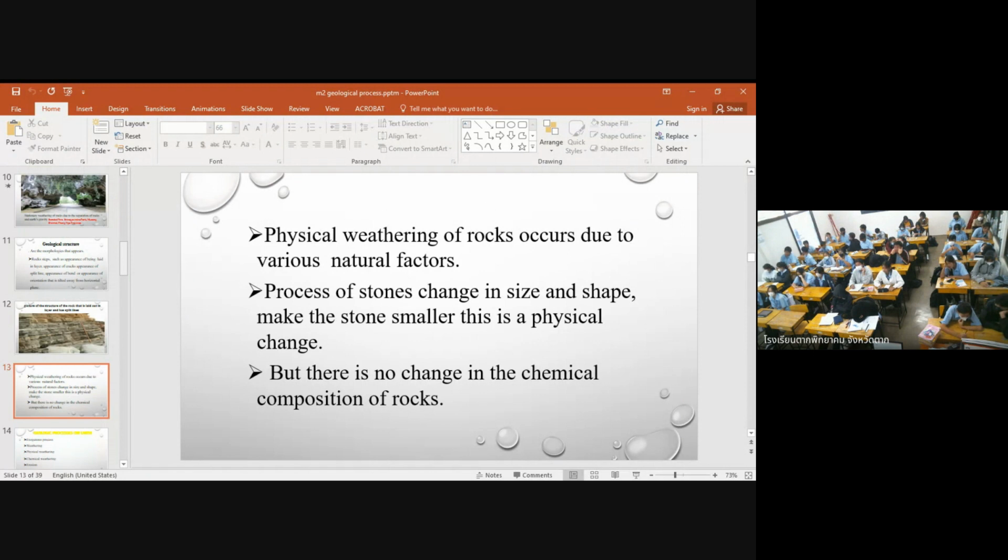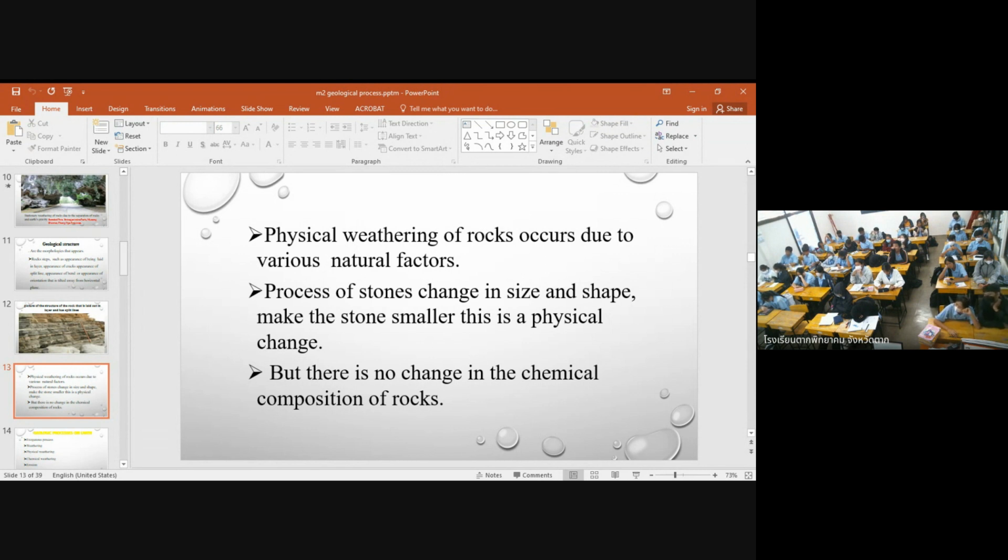So, physical weathering of rock occurs due to various natural factors. The process of stone changing in size and shape, making the stone smaller, is a physical change. Just remember, change in size and shape of the stones is a physical change.